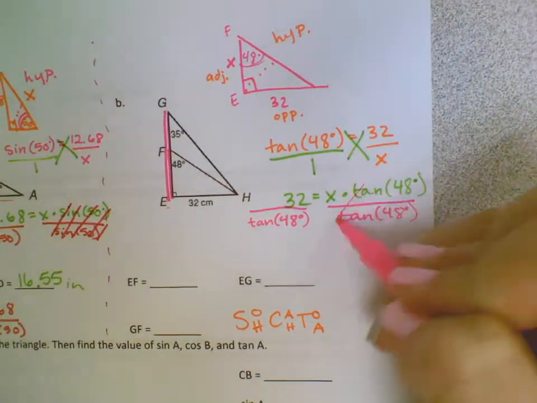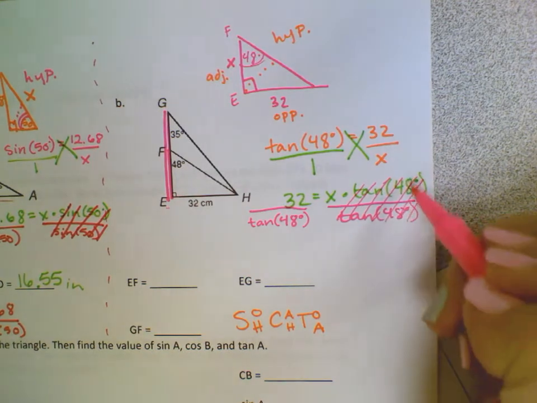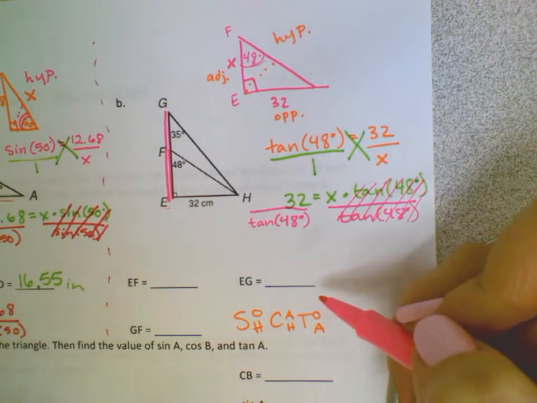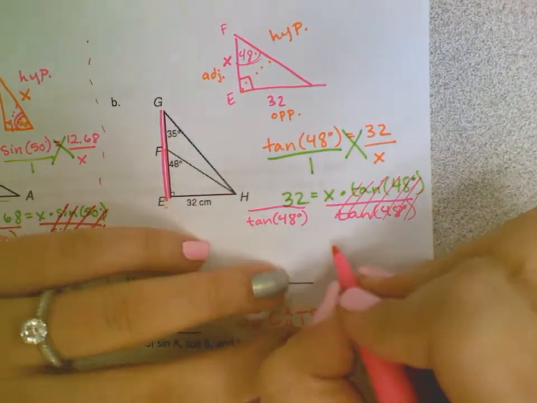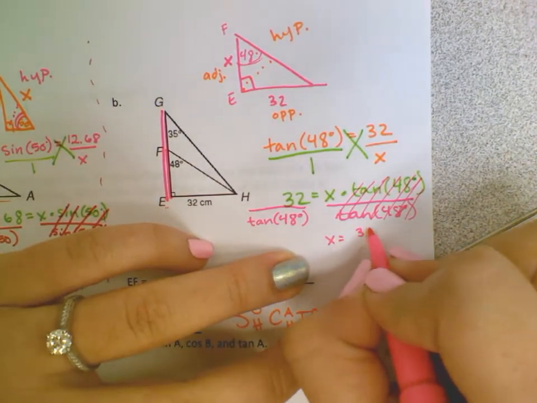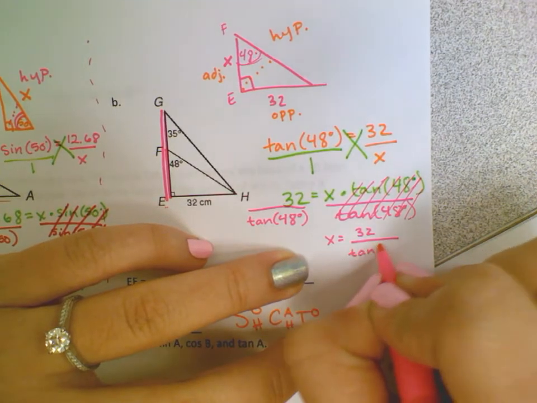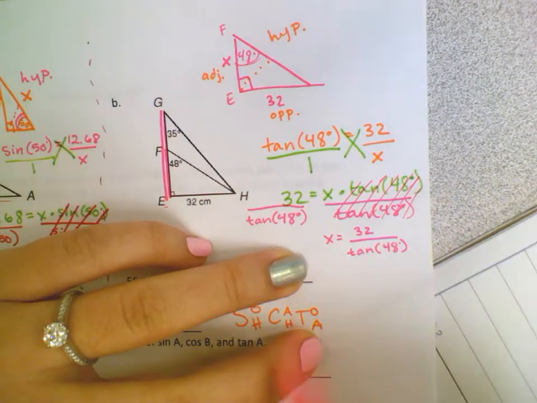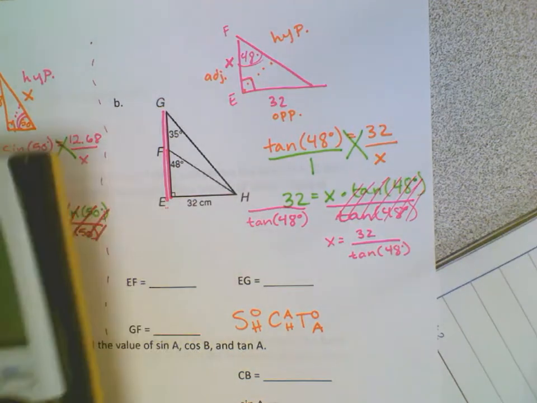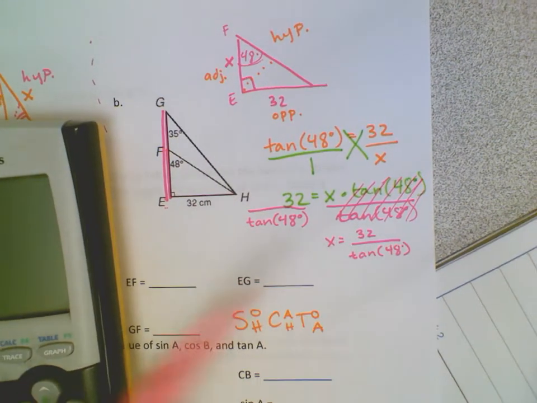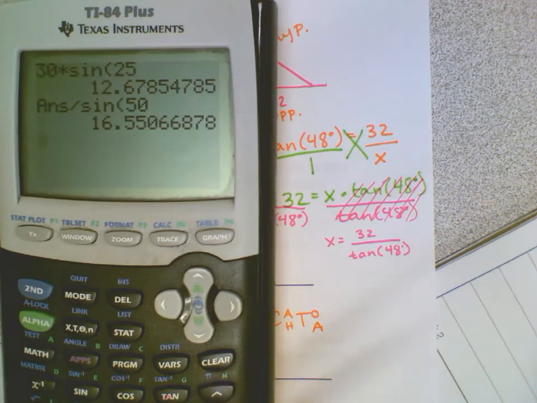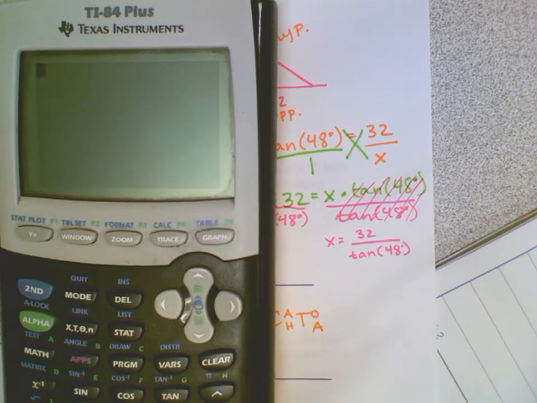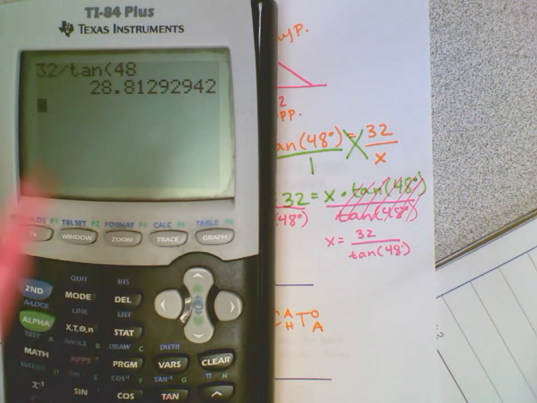So these tangents are going to cancel each other out. Tangent over tangent is 1. So that's 1 times X, which is just X. So I get X equals 32 over tangent of 48 degrees. Now from there, because I have my variable on one side equal to something that has no variable, I can say X equals 32 divided by tangent of 48, and I get 28.812.